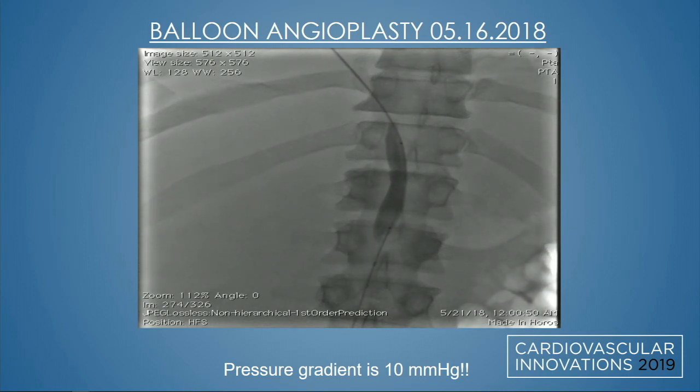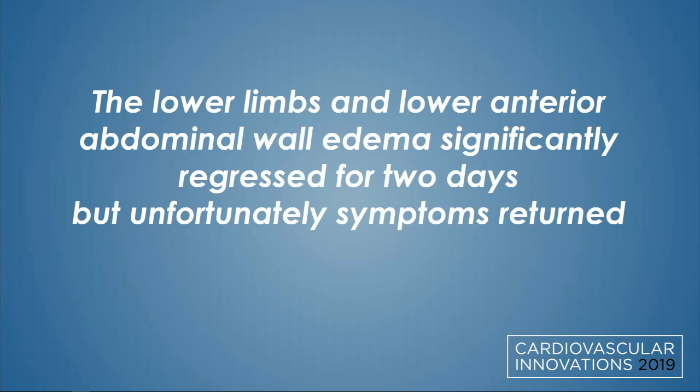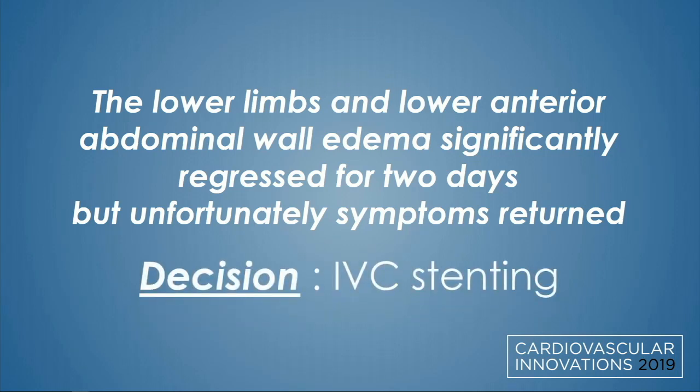Here, as you can see, we are doing 16 millimeter balloon angioplasty. After that, we are measuring the pressure gradient. The pressure in the right atrium is 1 millimeter mercury. The pressure in the right iliac vein is 12 millimeter mercury, so the pressure gradient is 10 millimeter mercury. After that, the lower limbs and the lower anterior abdominal wall edema significantly regressed, but unfortunately, the symptoms started to return again. So our decision is to do IVC stenting.